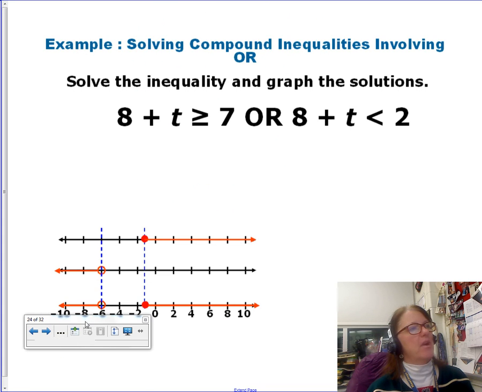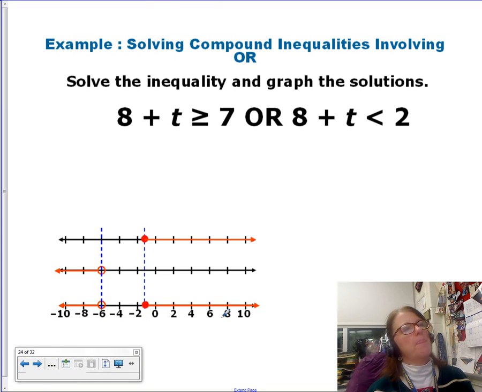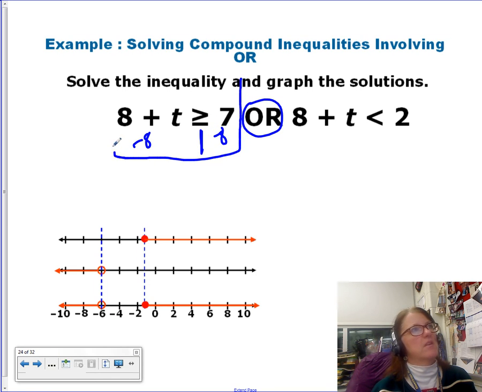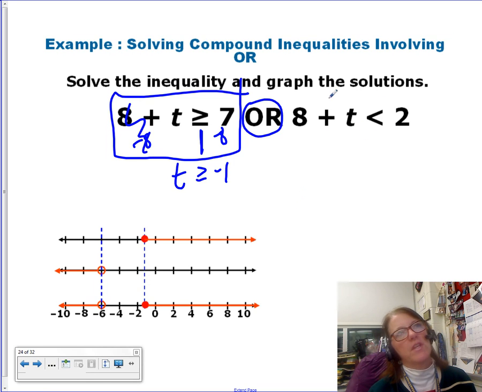Okay, how about if I give you the graph? Or let's say this. This is this compound inequality, or. Okay, so first because it says or, you get it in two separate inequalities here. And let's go ahead and solve this one. I want to get t isolated, so I am going to subtract 8 from each side of just this inequality here. And I get t is greater than or equal to -1. Okay, come over here and solve this one.